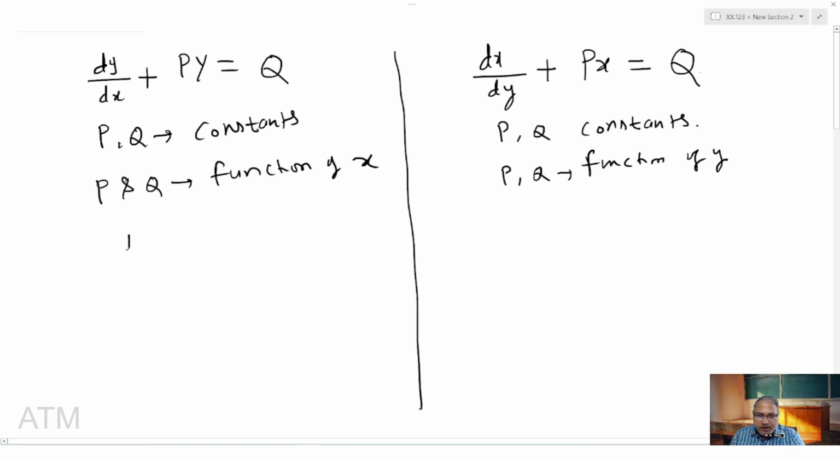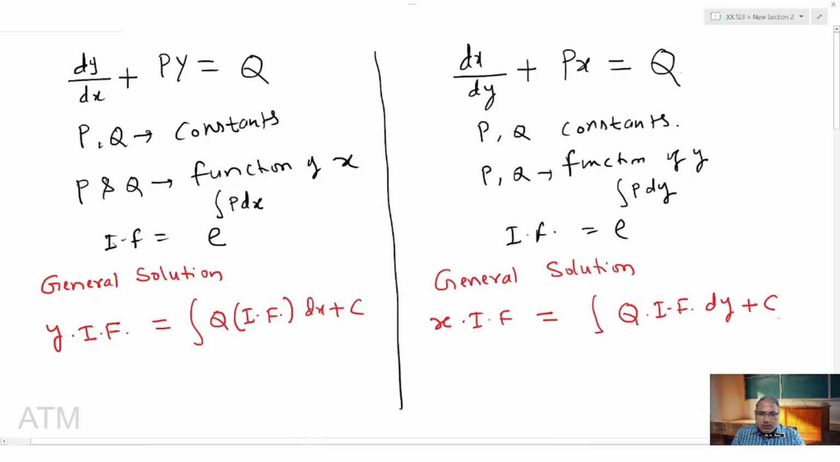The integrating factor is given by e raised to integration of p dx, and here the integrating factor is given by e raised to integration of p dy. Now the solution in the first case is given by, that is the general solution. There are two types of solution. One is the general solution, another is a particular solution. So here I am talking about the general solution.